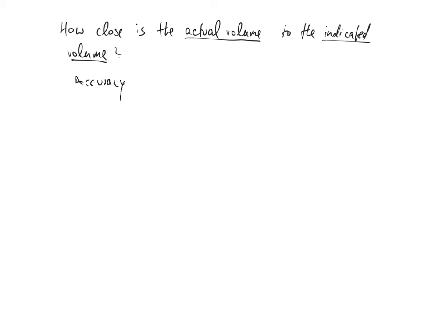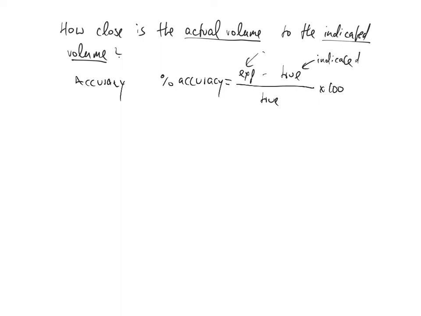Now, the accuracy, or better, the percent accuracy or percent error, is equal to the experimental value minus the true value divided by the true value times 100. In our case, the true value is the indicated value, and the experimental value is the actual volume. And if we want to calculate this, we simply plug in our numbers.